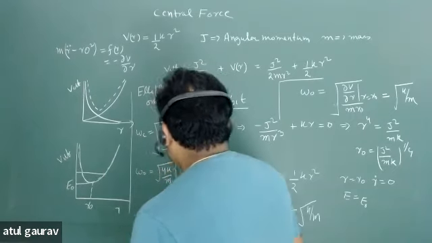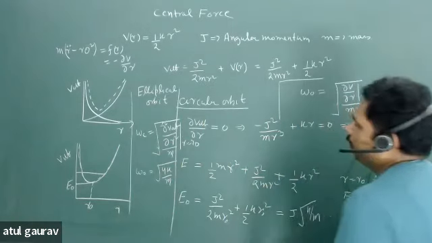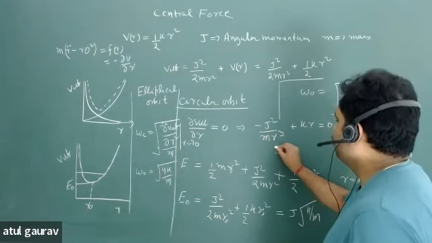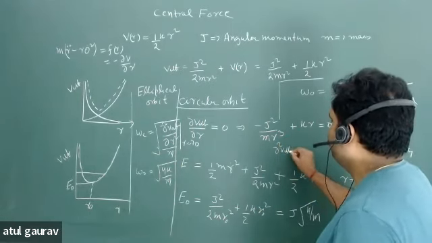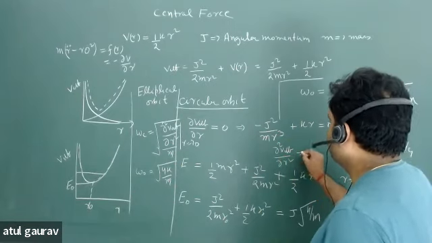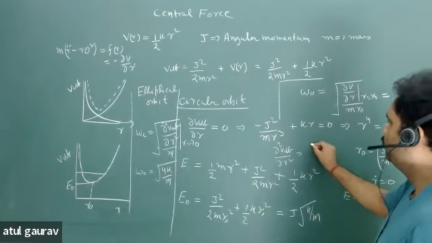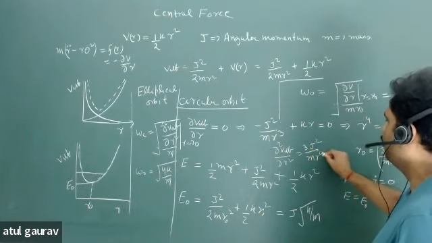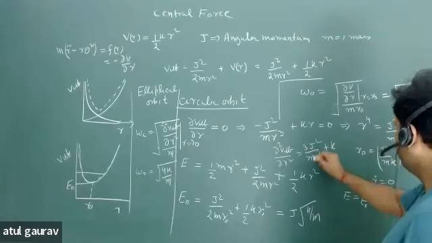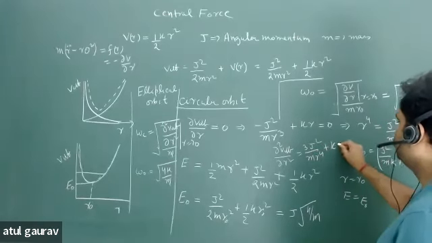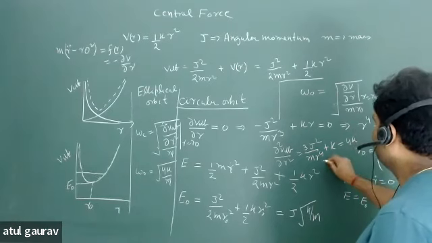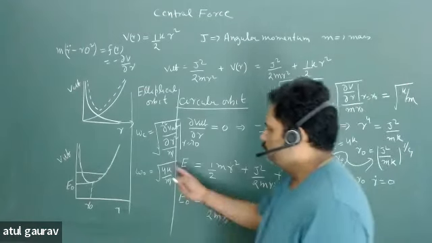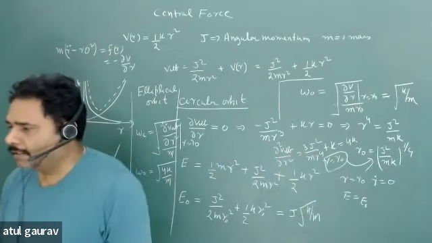How will you get it? You just put this particular value. Take the second order derivative from here. Del square V effective upon del r square: I am just going to take the derivative of this one. So this is 3 j square upon m r to the power 4 plus k. The value of r to the power 4 you can put directly from here. That will be 4k at r is equal to r naught. So you can have omega is equal to root under 4k upon m.